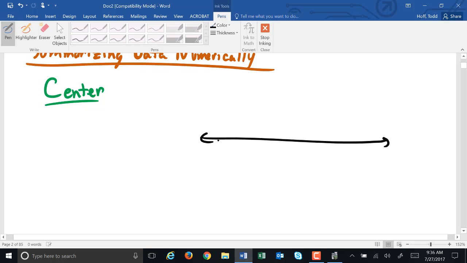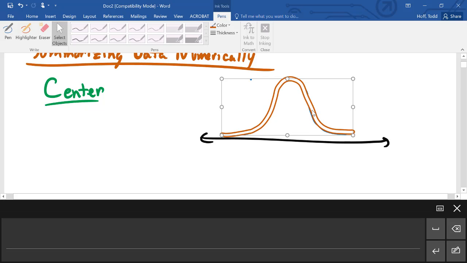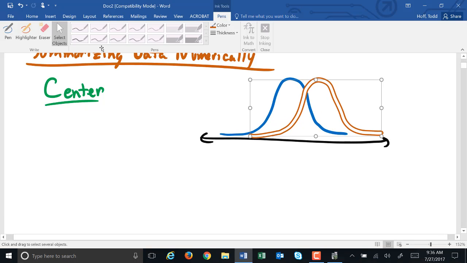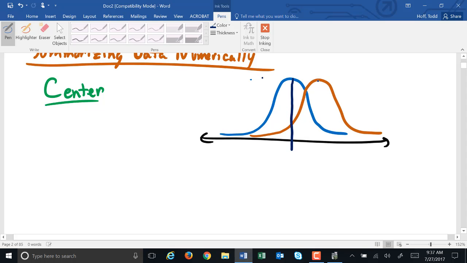So imagine this is my number line again. And this blue curve is our set of data. I find another set of data. It looks like this. The difference is the center of the blue curve is right here. The center of the brown curve is up here. The curves have the same width. Their center is moved. The center of the brown curve is what we call higher because these are the larger numbers as we move to the right. Smaller numbers would be as we move to the left. So the center of the brown curve is larger than the center of the blue curve.